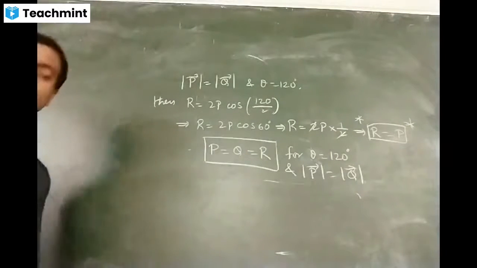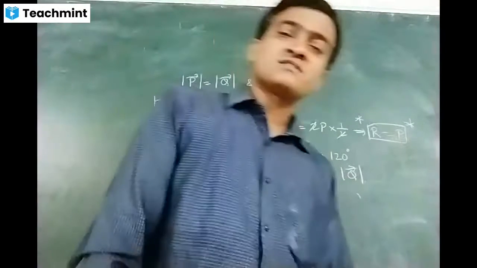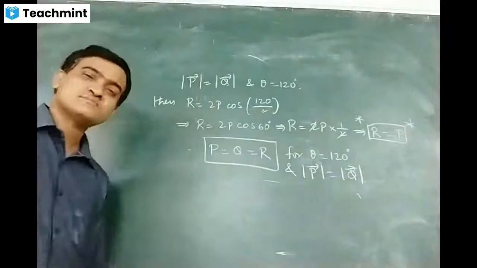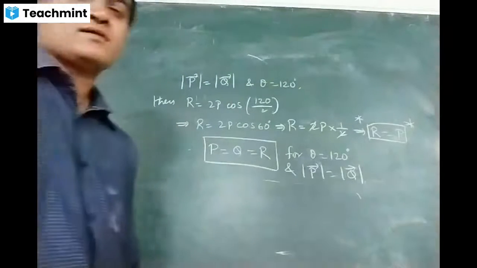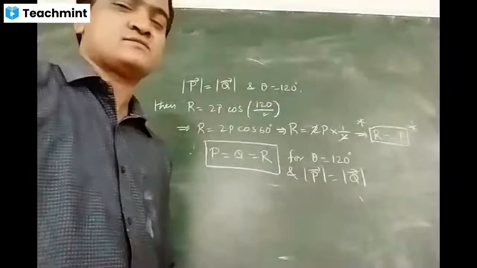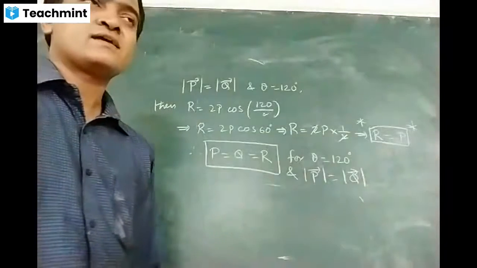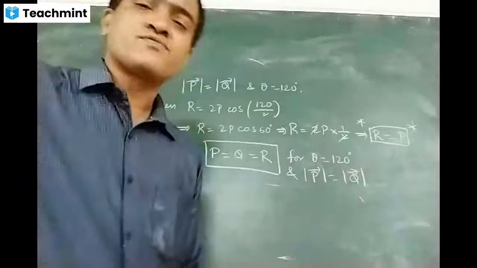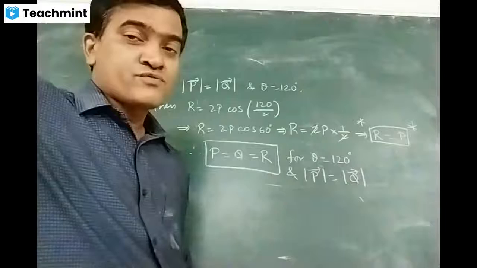Okay. If the angle between two vectors is 180 degrees, and magnitudes of two vectors are same. The angle between two vectors is 180 degrees. Zero, sir. Zero.